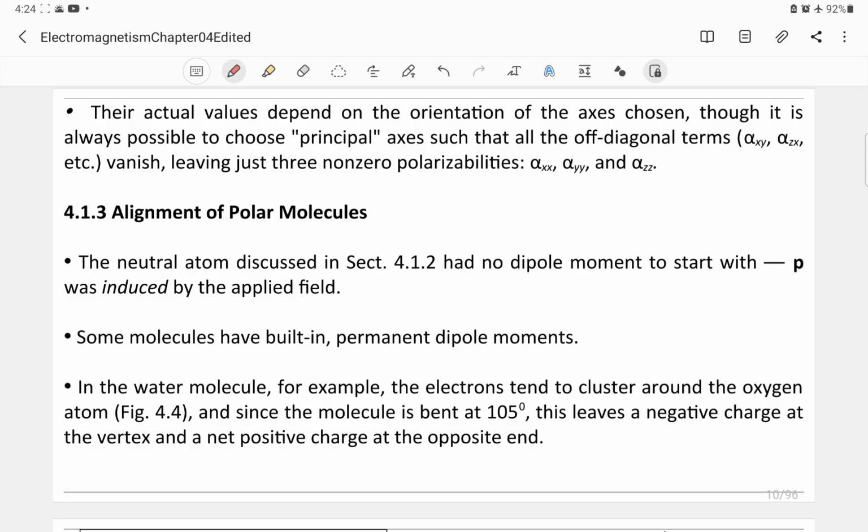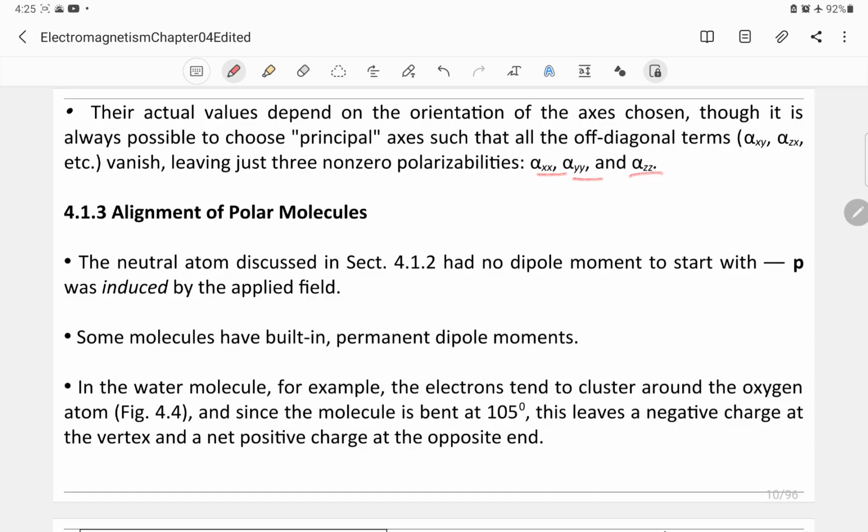So each structure has different tensor elements. But it is always possible to choose axes such that all the off-diagonal terms are 0. So you're left with only the non-zero terms in the diagonal. You can always choose that.